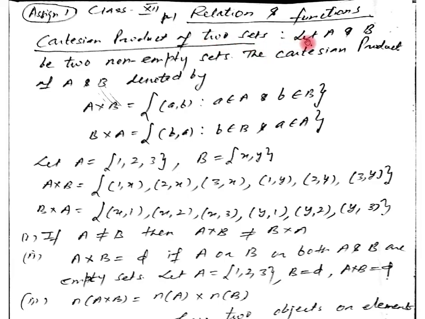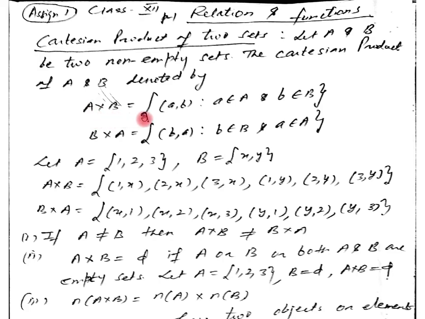Let me explain it. Let A and B be two non-empty sets. Then the Cartesian product of A and B, denoted by A cross B, is a set of what? Ordered pairs. In the whole chapter on relation and function, we never study a single element; we always study ordered pairs of elements. A cross B is the set of ordered pairs (a, b), where the first element belongs to A and the second element belongs to B.